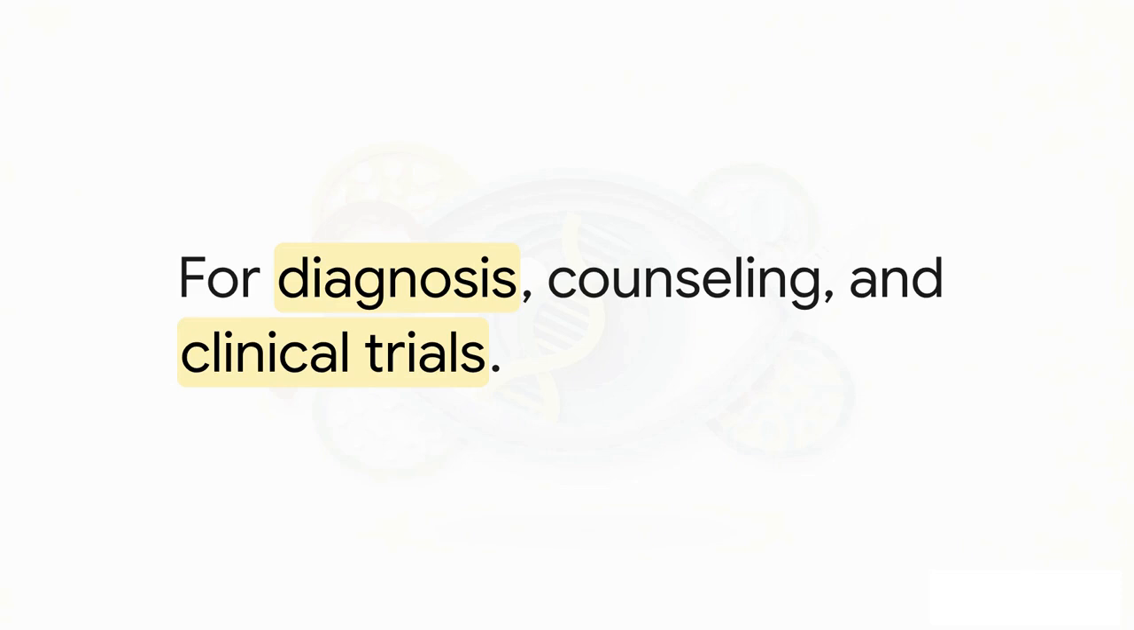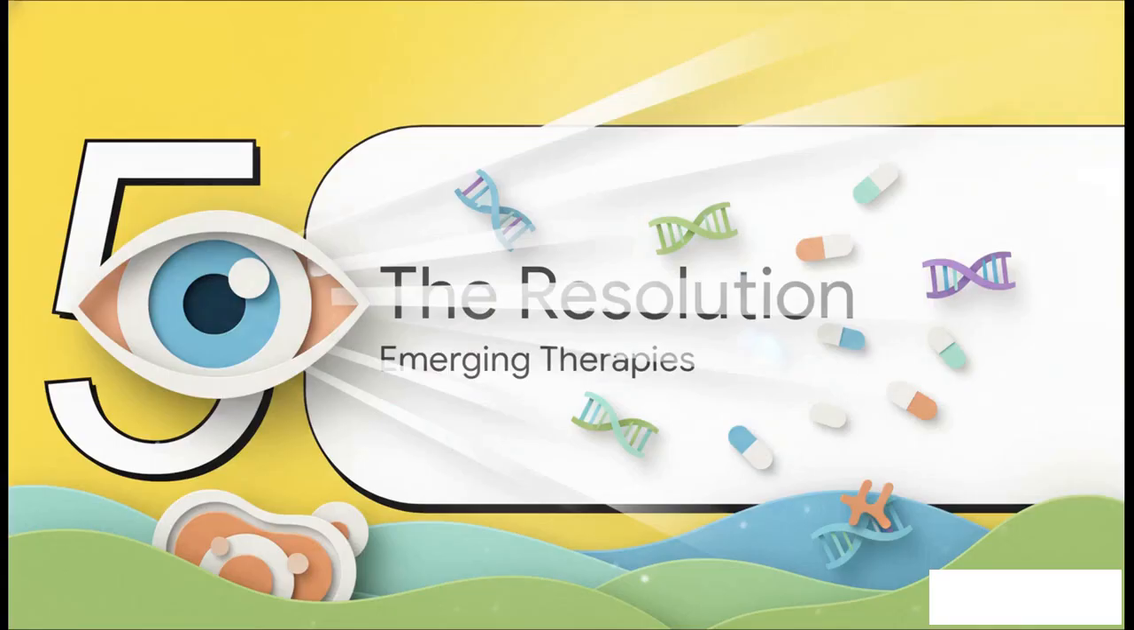Well, for sure, it confirms the diagnosis and allows for accurate genetic counseling so families can understand the recurrence risks. But the real game changer is this. Knowing your exact molecular mutation is now the literal ticket to getting into genotype-specific clinical trials. Your specific typo basically dictates your specific cure. How amazing is that? Which brings us to Section 5, the resolution: emerging retinal therapies.